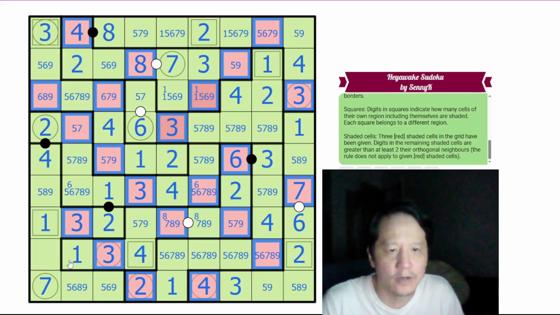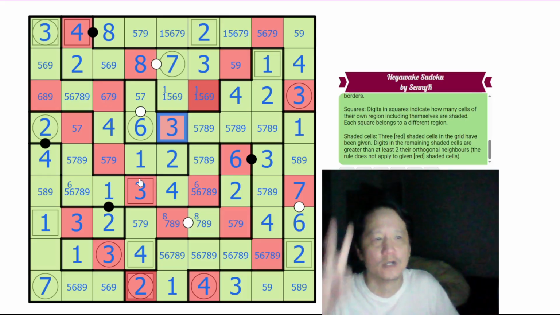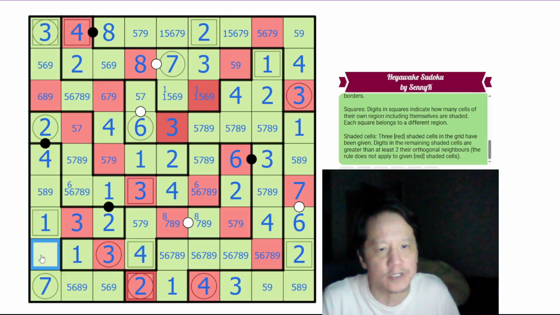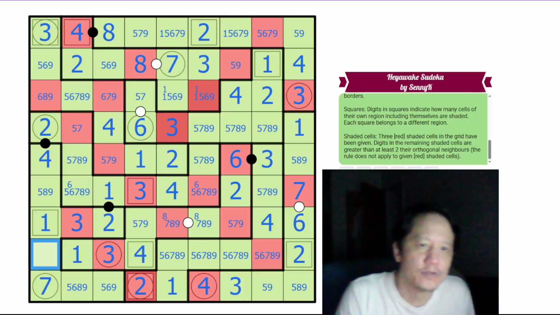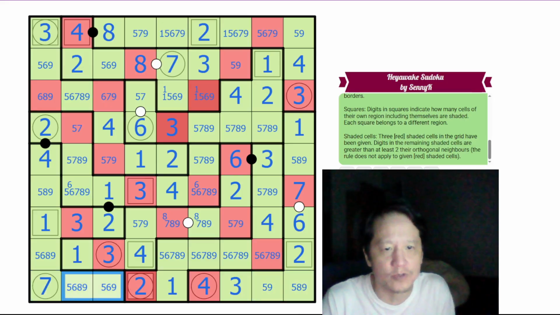So now we have to use the shaded cells, which are not given, so these don't match, have to be greater than at least 2 of the cells that share an edge with it. Okay, so this is 5, 6, 8, or 9. 6 is guaranteed to be one of these 2 digits, so that eliminates 6 from the rest of the box, which means 6 has to be one of these 2 digits, which eliminates 6 from the rest of the region.